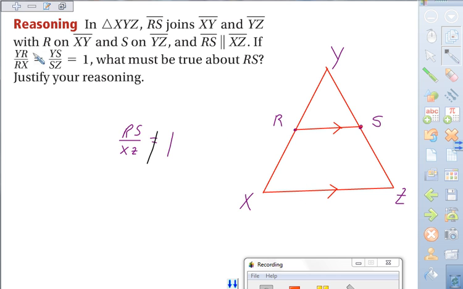But what we're saying is that this distance and this distance, so here and here are the same, and here and here are the same, because that ratio has to equal 1. So if this is 10, then this side would have to be 10. Therefore, R is the midpoint, and S is the midpoint, which is going to make that the mid-segment. And we had a formula for mid-segment. RS is equal to half of the length of XZ.